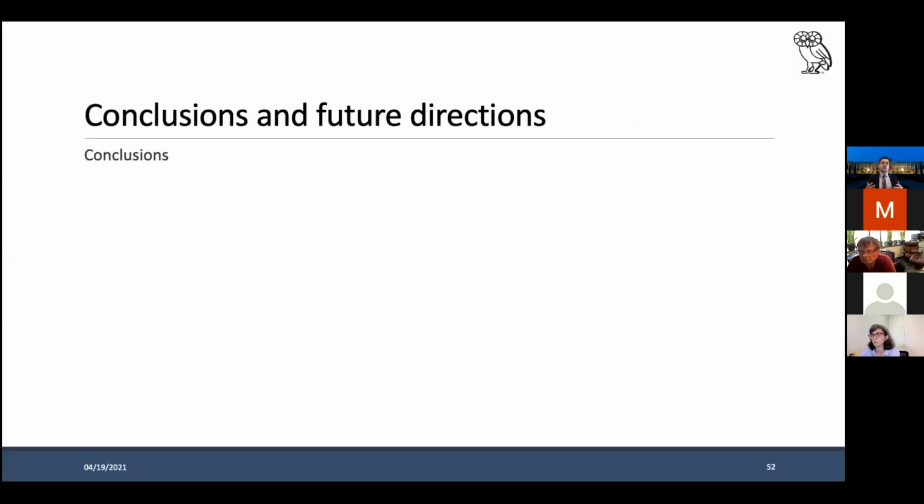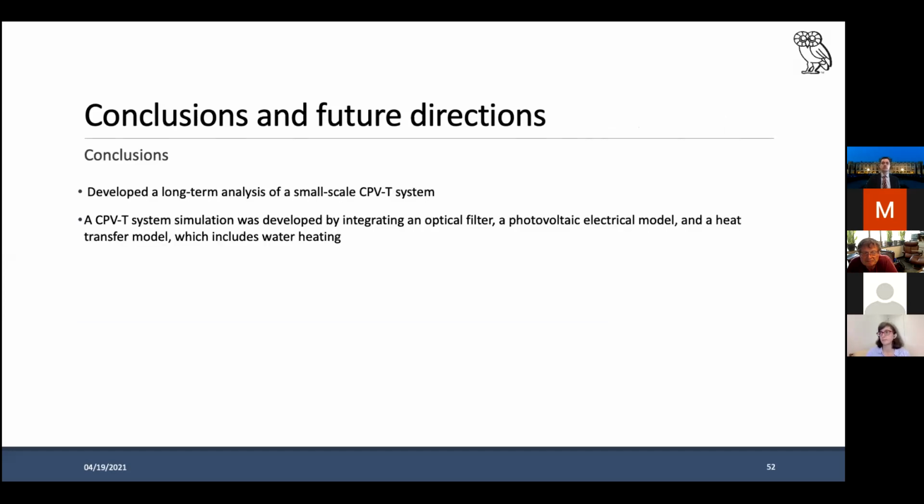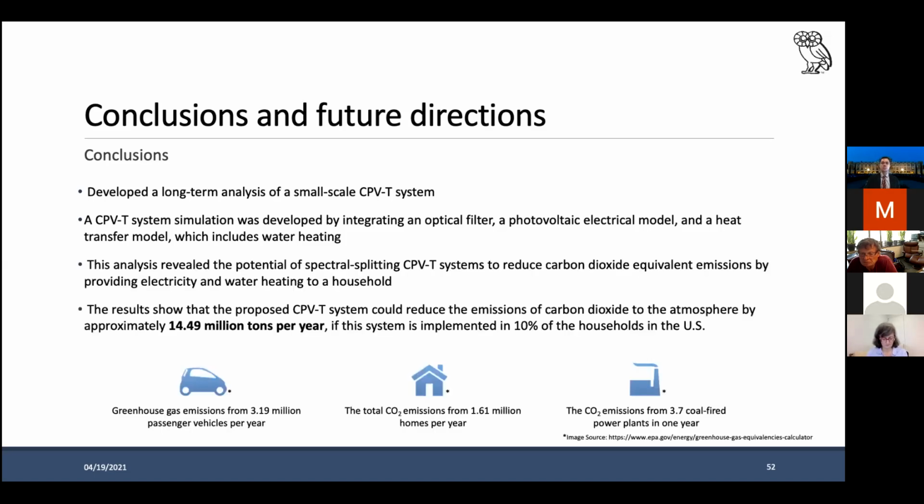In conclusion, the work in this dissertation contributed to the improvement of CPVT systems in 3 different ways. First, a long-term analysis helped to better understand the performance of a small-scale CPVT system during a whole year and assess its environmental impact. If a system such as the one proposed here were to be implemented in just 10% of the households in the US, it would help reduce greenhouse gas emissions equivalent to more than 3 million passenger vehicles per year.